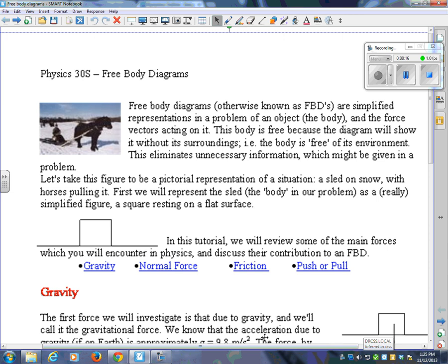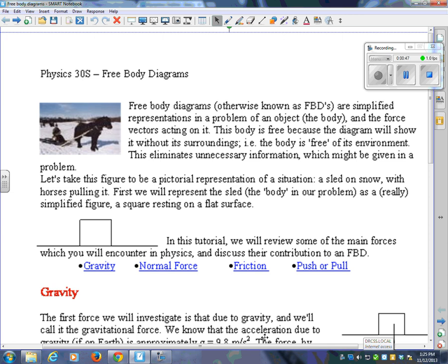Free body diagrams, also known as FBDs, are simplified representations in a problem of an object, the body, and the force vectors acting on it. This body is free because the diagram will show it without its surroundings, i.e. the body is free of its environment. So in other words, it's a really simplified diagram of what's going on, and then you throw the forces in there. And you guys have probably seen these already in grade 10. You probably just weren't calling them free body diagrams. So this eliminates unnecessary information which might be given in a problem.